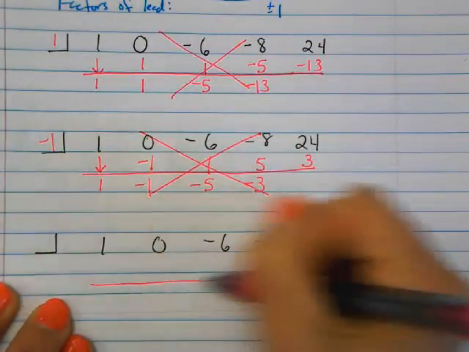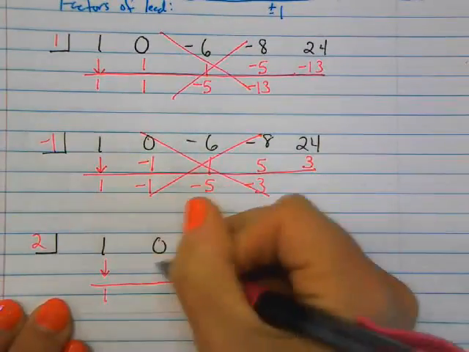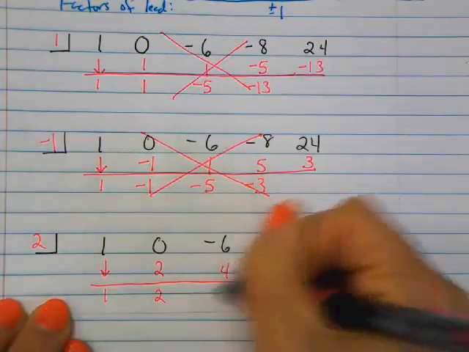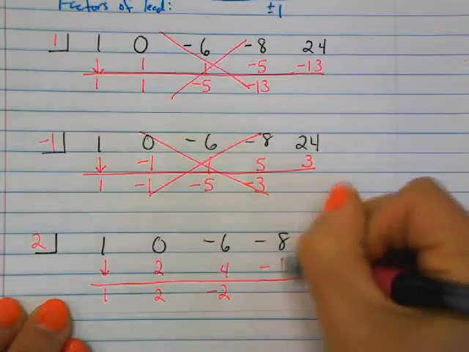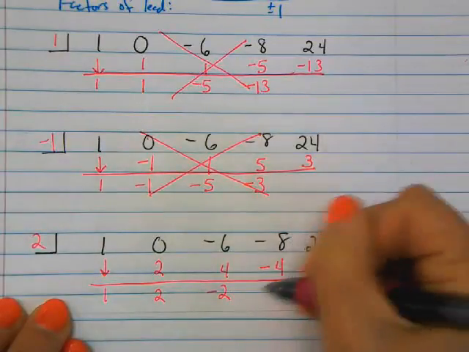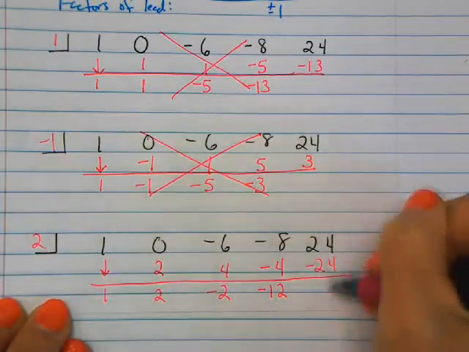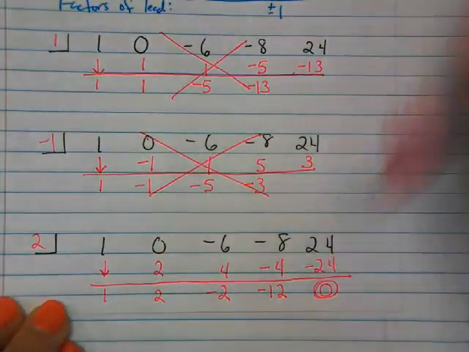Alright, moving on to what? 2? 2 times 1 is 2. 2 times 2 is 4. Negative 6 and 4 is negative 2. 2 times negative 2 is negative 4. Oh, I got a good feeling. That's negative 12. 2 times negative 12 is negative 24, and I finally get what I want. Woohoo!